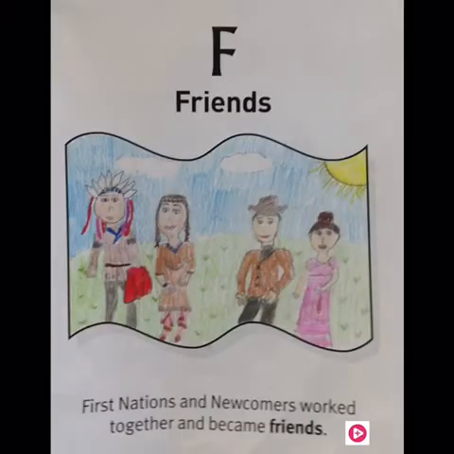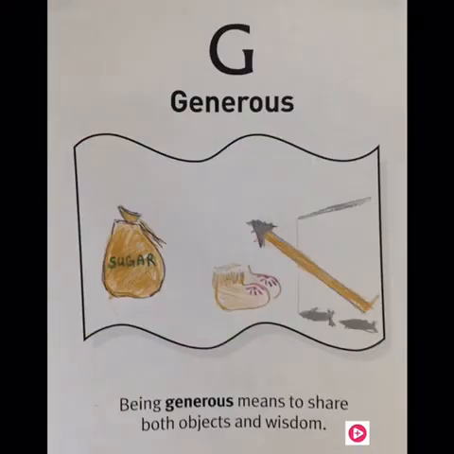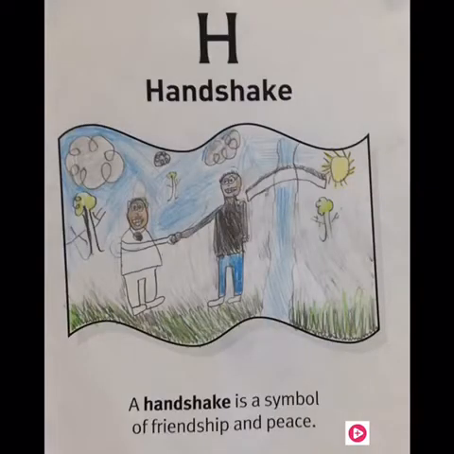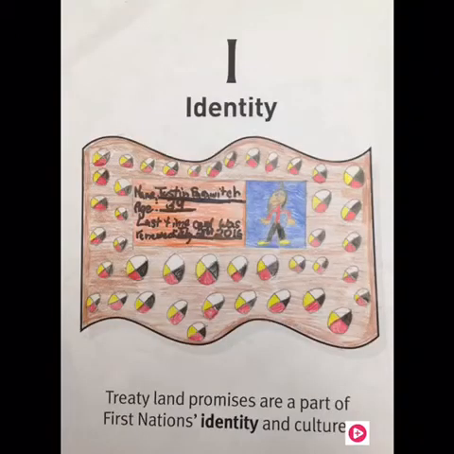F is for friends. First Nations and newcomers worked together and became friends. G is for generous. Being generous means to share both objects and wisdom. H is for handshake. A handshake is a symbol of friendship and peace. I is for identity. Treaty land promises are a part of First Nations identity and culture.